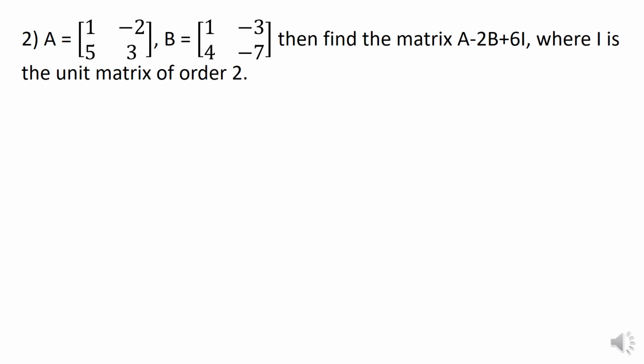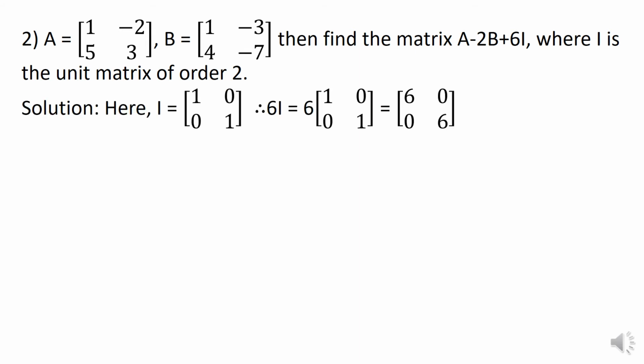Now in the next sum, A and B are two matrices given to us. We have to find out a matrix A minus 2B plus 6I, where I is a unit matrix of order 2. Hopefully you remember what is a unit matrix. A unit matrix is one in which the diagonal elements are 1 and the remaining elements are all 0. Now remember, this sum is a very important sum for you. It has been asked a number of times in the board exams.